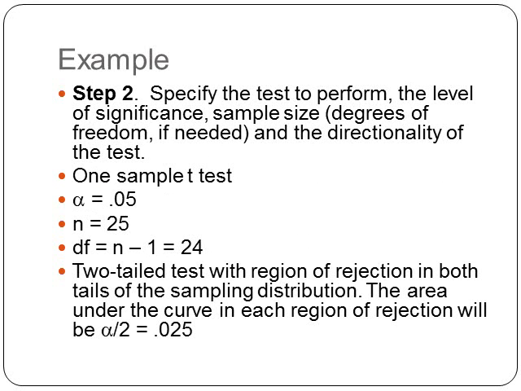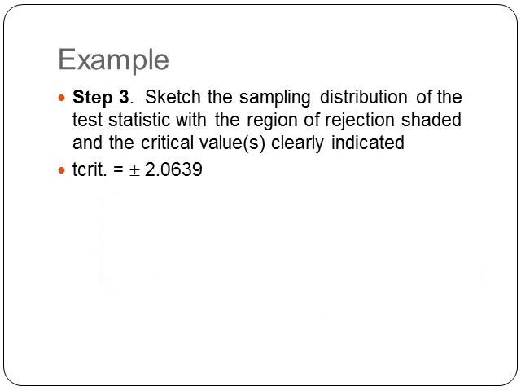Step 2, we would use the alpha equals 0.05. We're doing a one sample test. We have n of 25, so n minus 1 is our degrees of freedom for this t-test. We have a two-tailed test because the region of rejection could be in either area. So we're going to take that alpha and divide it by 2, equaling 0.025 in this case. Step 3, we go look up and sketch that critical value. In this case, the critical value is plus or minus 2.0639.